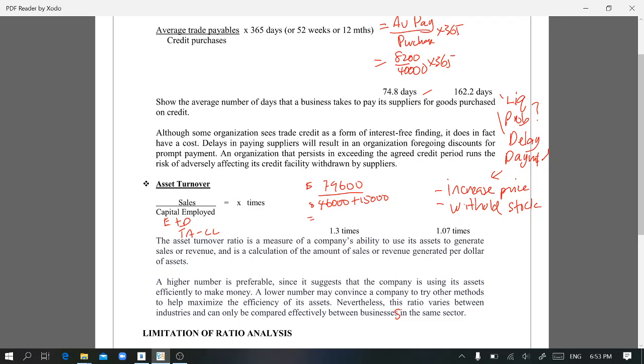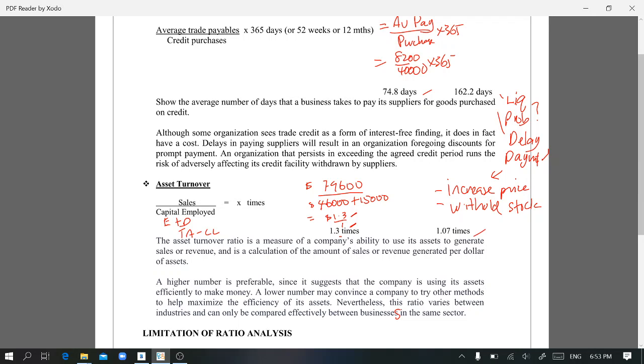So you have $1.30 divided by 1. So you have 1.3 times. Okay, so what do you mean by 1.3 times? Means every $1 you use as your capital, you generate $1.30 sales. Higher sales, higher chance of profit. So higher is better, asset turnover.